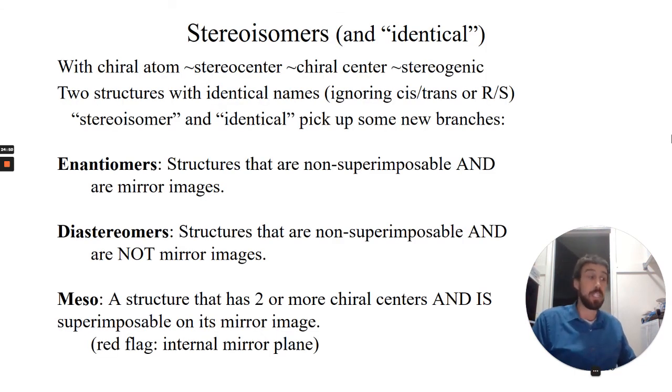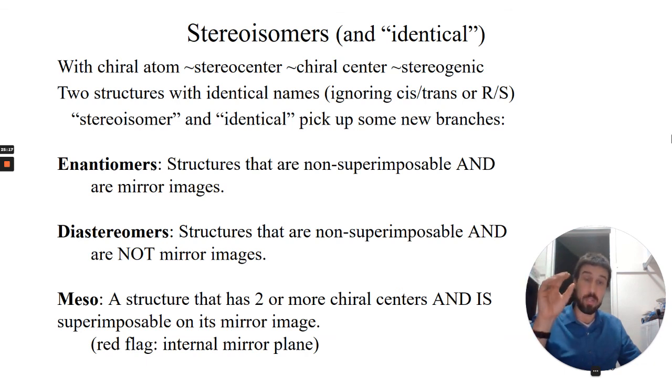So we now need to be able to classify these things. Remember we said that these were stereoisomers? Okay, well, we're going to encounter some other categories that could potentially pop up, particularly if we have more than one chiral atom. Okay, so chiral atom, stereocenter, chiral center, stereogenic center, all equivalent as far as I'm concerned. Okay, and I will use them interchangeably.